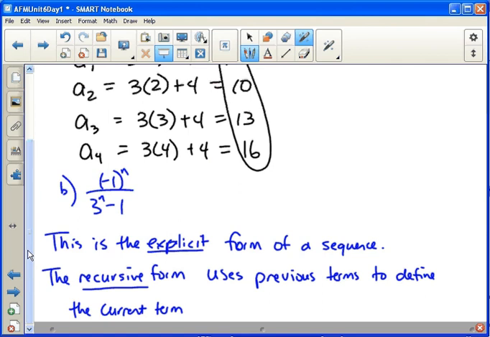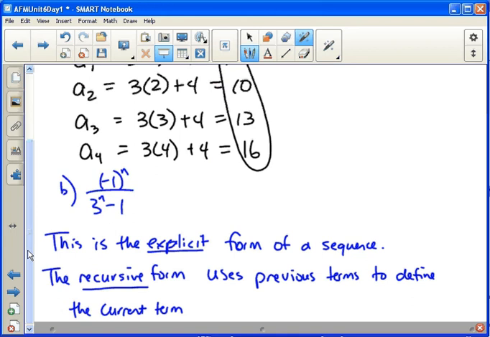So the explicit form, if it just tells you an equation, and if you want to know a certain term, you just plug that number in and you get that term. So if you want to know the 8th term, you plug in 8. The 12th term, you plug in 12, and so on. With the explicit form, you do not have to know any of the terms that come before that one. In other words, if I want to know the 12th term, I don't need to know what the first 11 are. I just plug in 12 and I get my answer. Recursive forms, you have to know the previous terms because basically every term builds on itself.